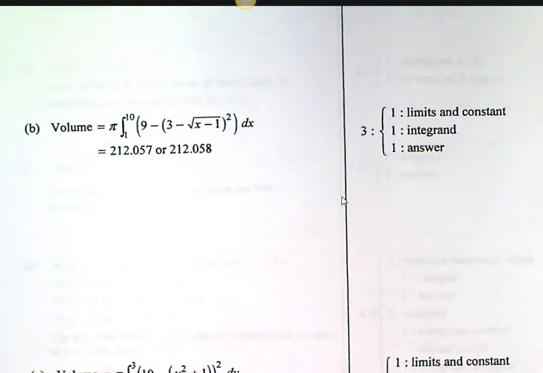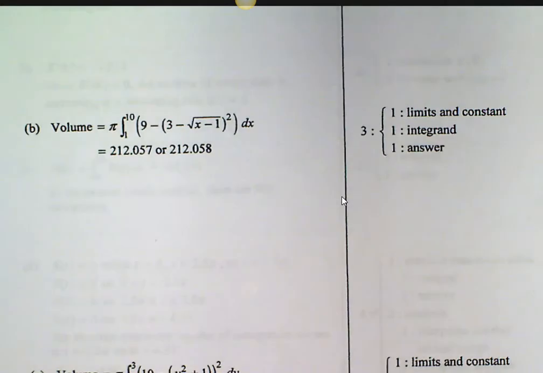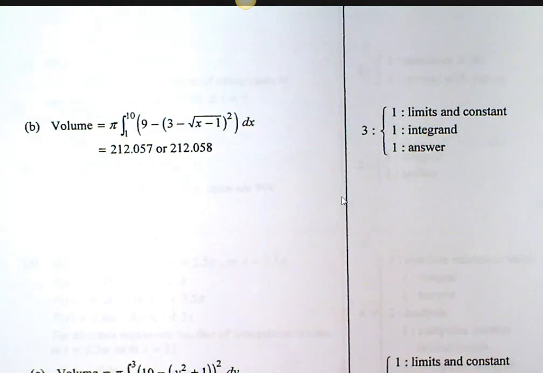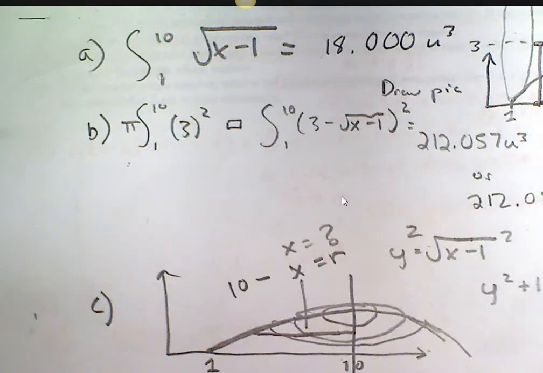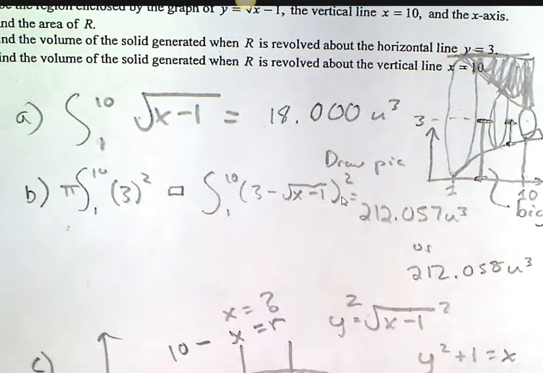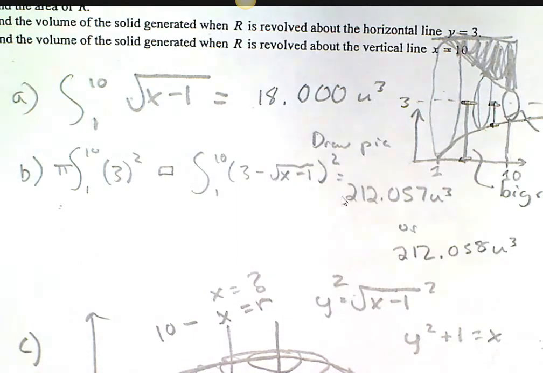Would y'all like to see how they got that integrand? All right, let me show you how they got that integrand. The integrand is the thing inside the integral. So 9 minus 3. Oh, I got that right. All right, so here's how I did it.